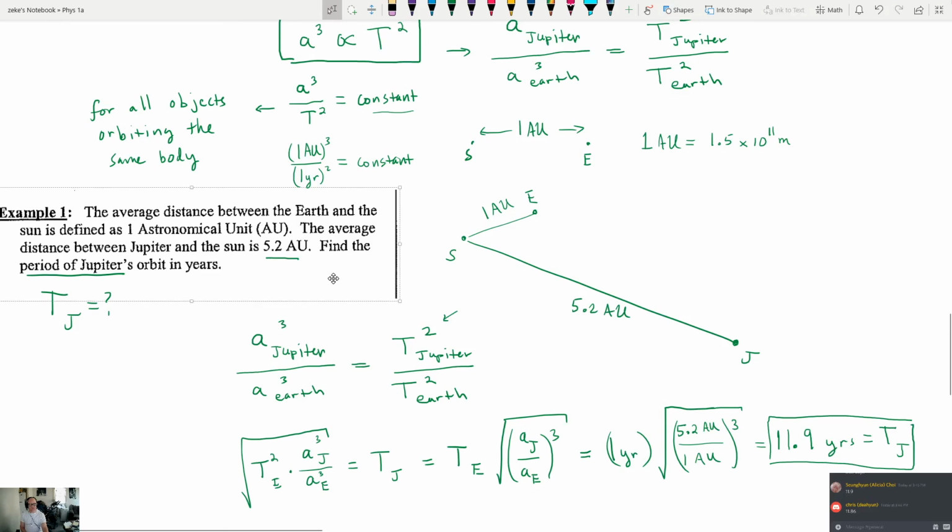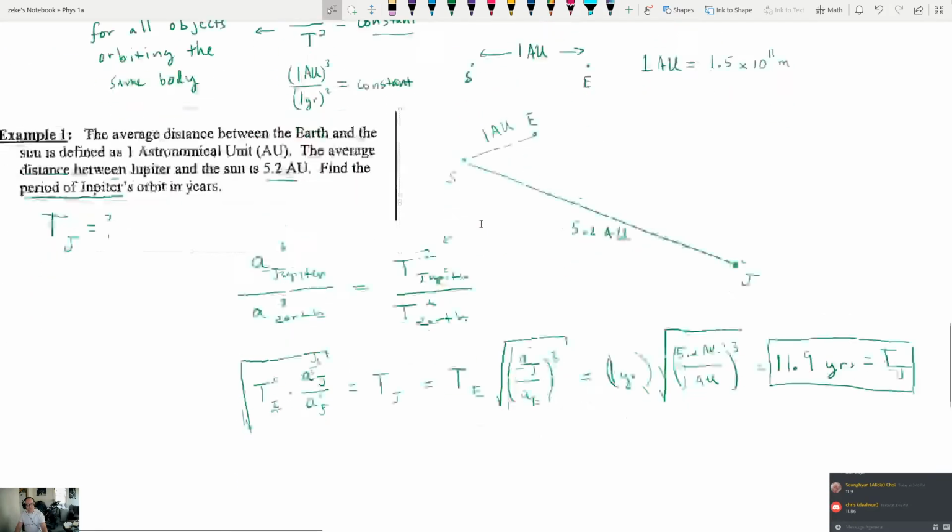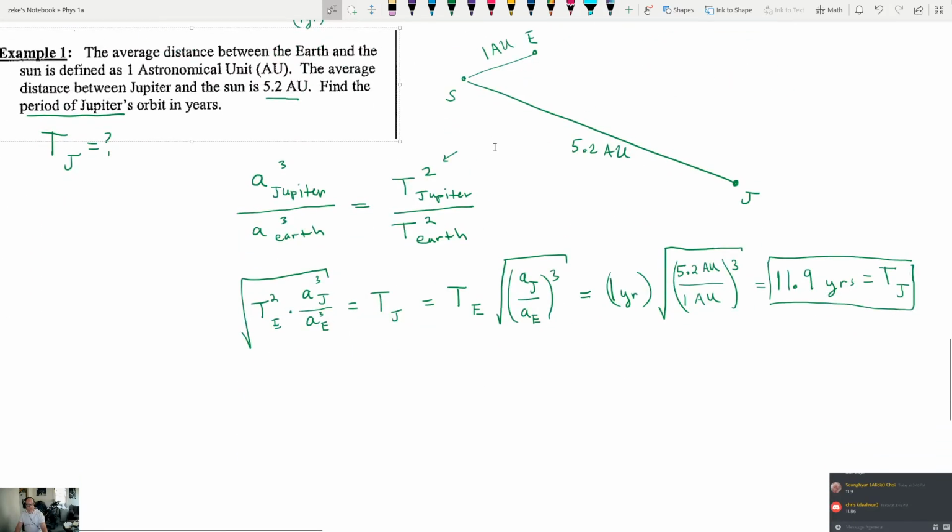It's really powerful to be able to measure astronomical distances that you could never measure with your eyes or with your hands or with a ruler or a tape measure, but you can find another way by using this relationship to actually find what those distances are. That's a really powerful thing to be able to do.